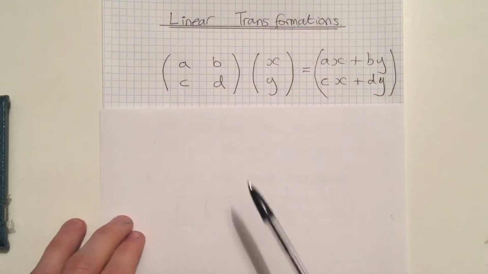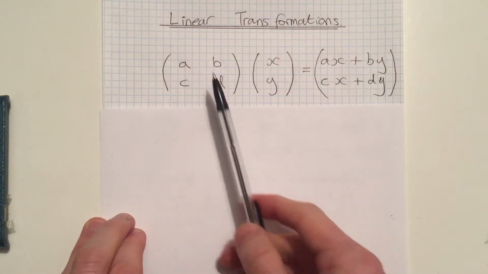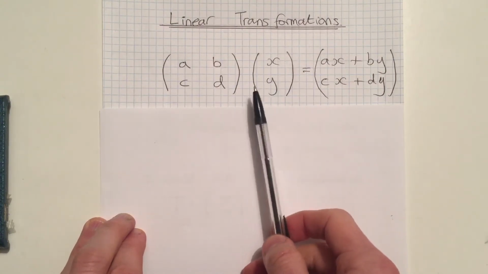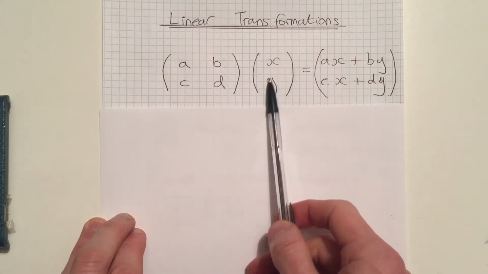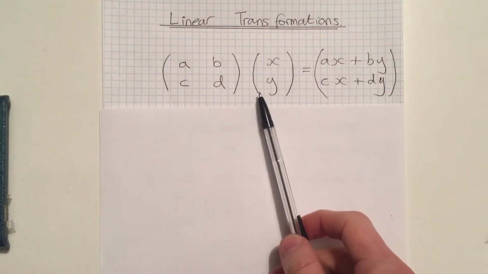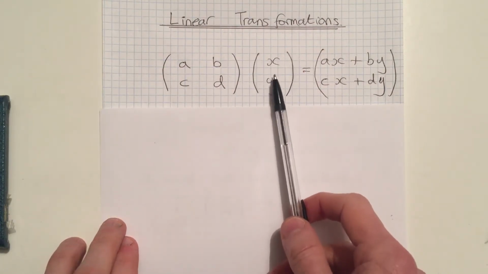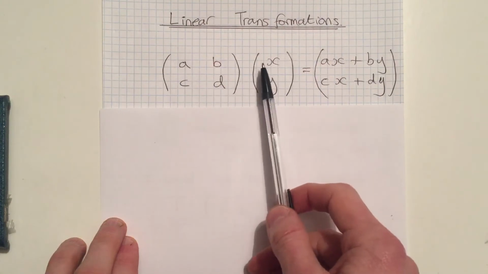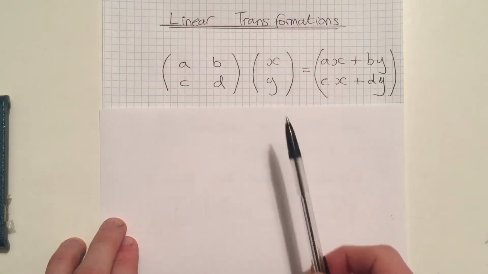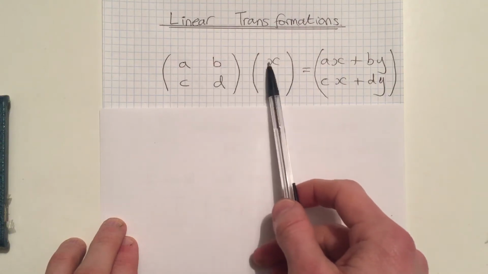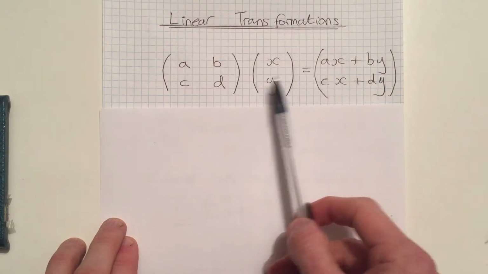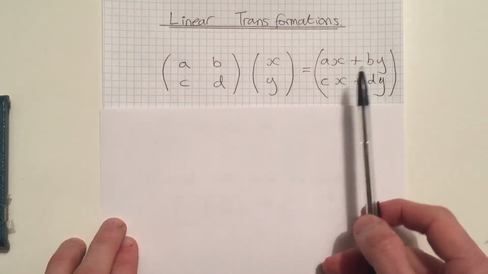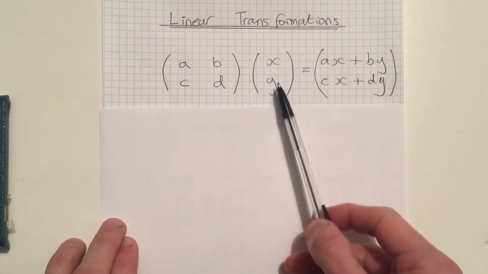So here I've got a matrix A, B, C, D. This is a 2 by 2 matrix, and I'm using this to multiply another matrix, a column. This is obviously a column vector, so quite a simple matrix. I'm using that to represent the coordinates x, y, and when I multiply the matrix A, B, C, D by the matrix x, y, I get another matrix, ax plus by and cx plus dy. So I get another column vector.